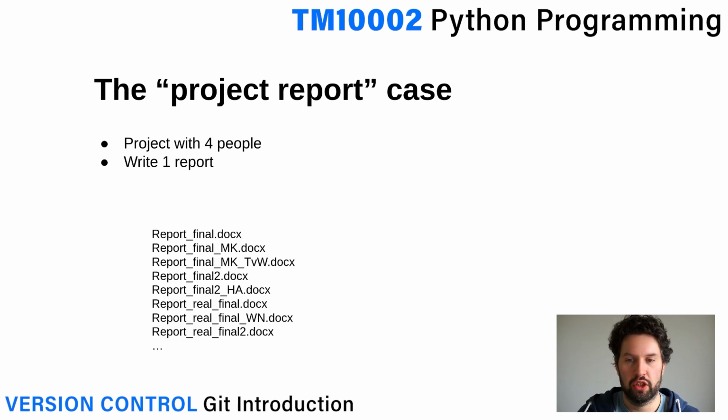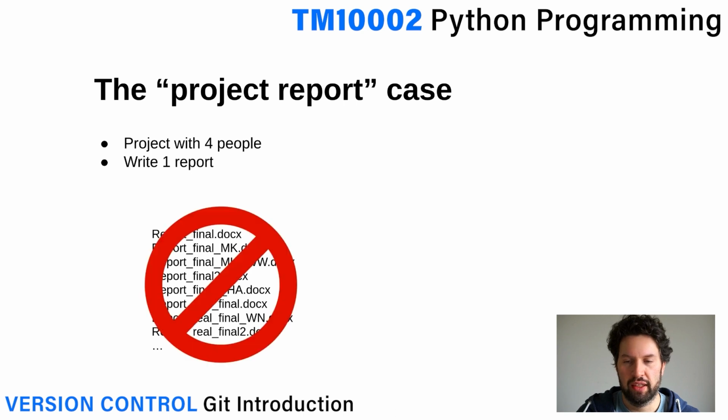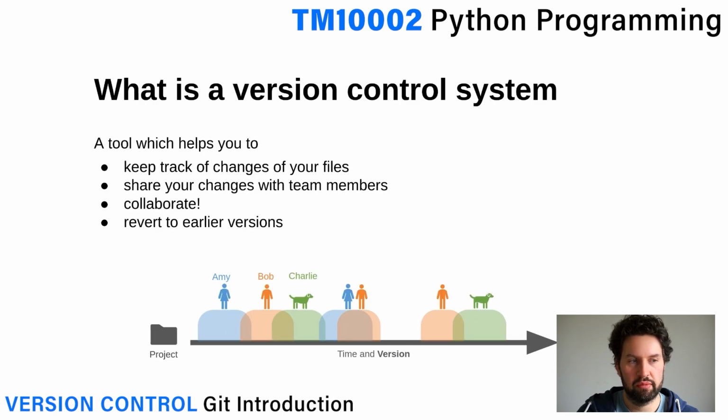Generally, it's going to look something like this. So report final, then MK, Marcel Cook, does something to the report, saves it like this, and then you have a report final MK something else, report final 2, and then, oh no, we have to do something else again. Okay. We can all agree this is horrible. We don't want to do this, especially when you're writing code with each other. When you write code, you have a lot of files generally, so this becomes a mess.